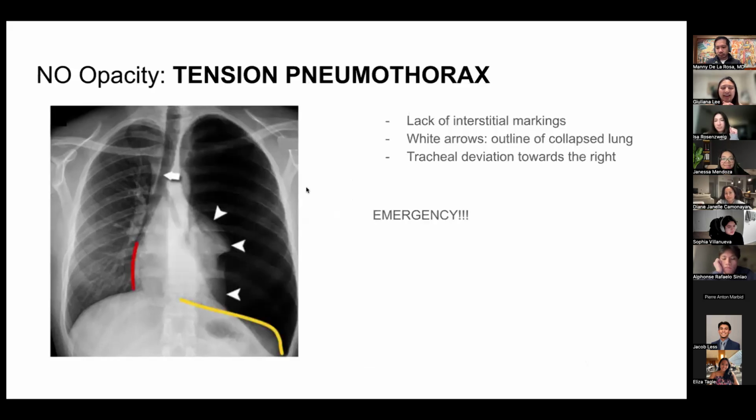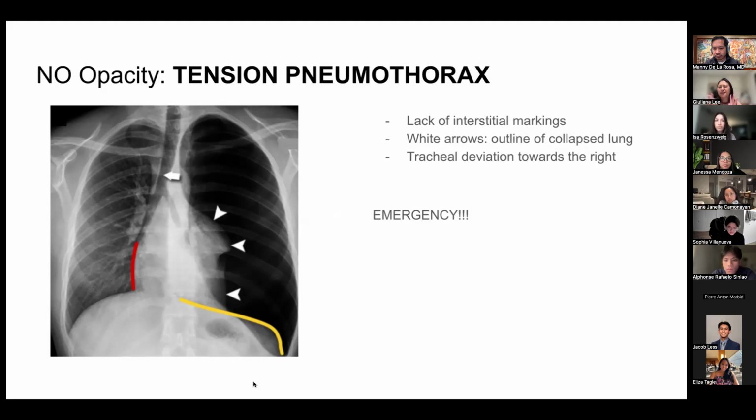Exactly. Next slide. This is a tension pneumothorax. Very classic constellation of signs: the lack of interstitial markings, the collapsed lung, the tracheal deviation towards the right. For those of you who might be interested in acute settings like emergency medicine, this is yet another can't-miss emergency. And it's a situation where typically a chest tube might be put in really quickly to release some of that air and allow the lung to expand again.